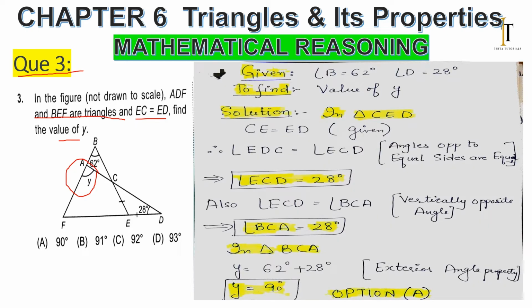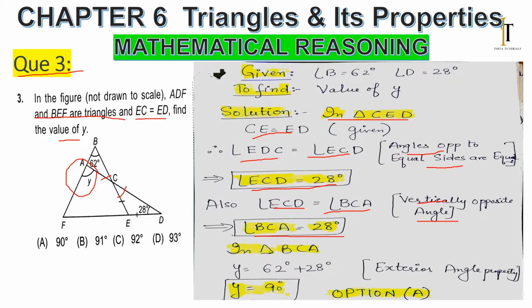Now here students, in triangle CED, in the smaller triangle, CE is equal to ED, given, right? And angle EDC is equal to ECD, because this is a property of an isosceles triangle that angles opposite to equal sides are always equal. Therefore, angle ECD is equal to 28 degrees, right? Now, if you look at the other triangle, angle ECD is equal to angle BCA, right? Here you can see this angle and this angle. These both angles are vertically opposite angles. Therefore, angle BCA is equal to 28 degrees, right?